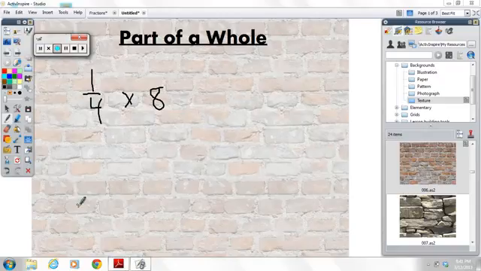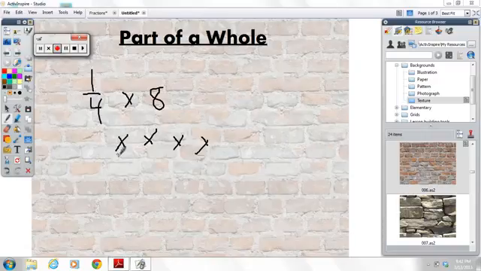The example I have on the screen here is 1/4 times 8. Now what this really means is we're going to take this 8 right here and we're going to find 1/4 of it. Alright, we're going to take the 8 first and we're going to divide it into 4 groups. I'm going to use X's to demonstrate my 4 groups.